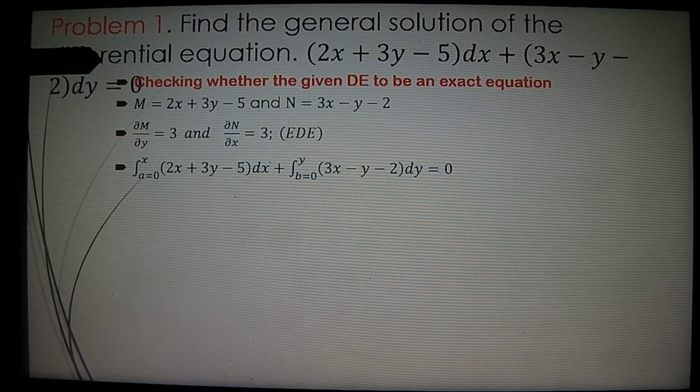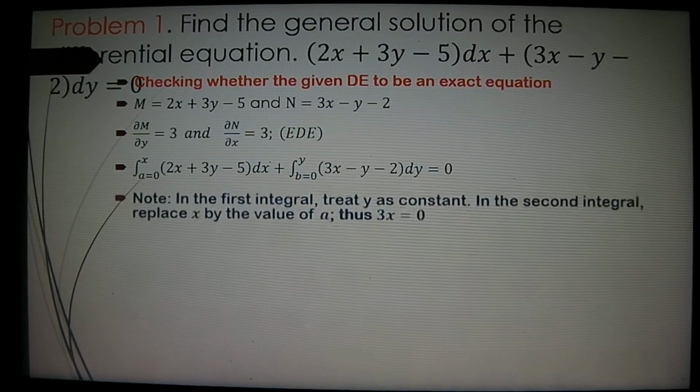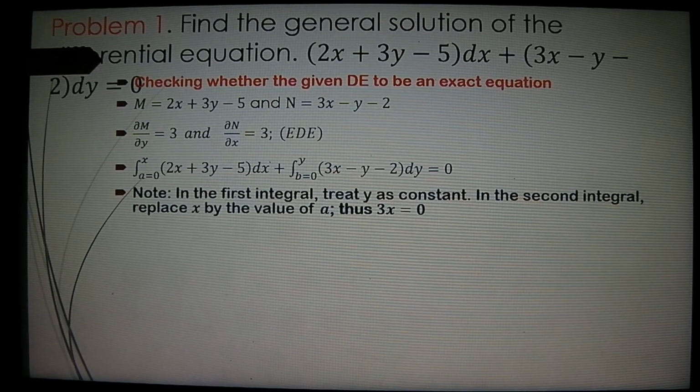So we have to integrate the 2x + 3y - 5 from 0 to x, where a equals 0, while N should be from b or 0 to y. Means that we have to get the integral in terms of x, wherein y is constant in the first. So meaning that 3x is subjected to be equals to 0.